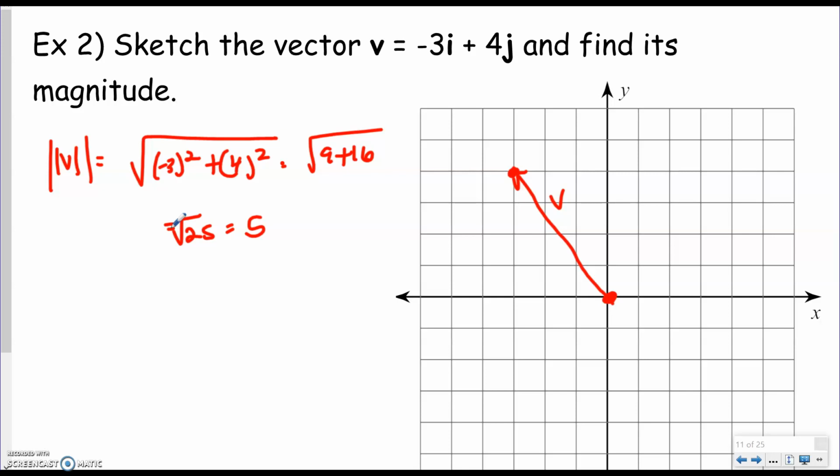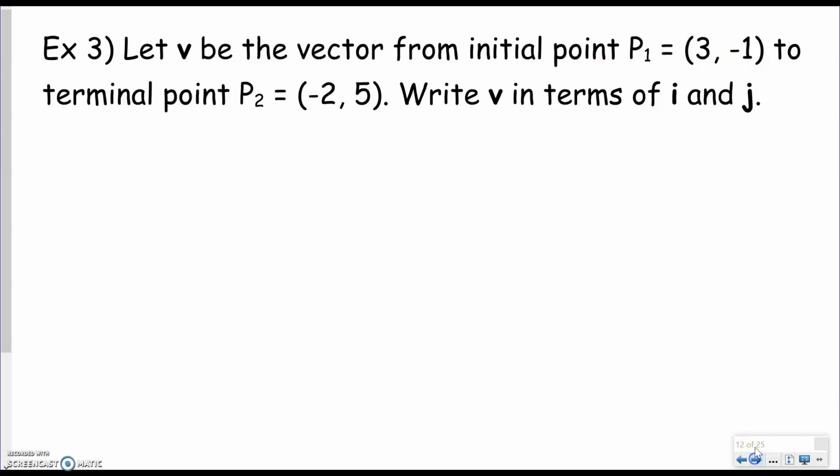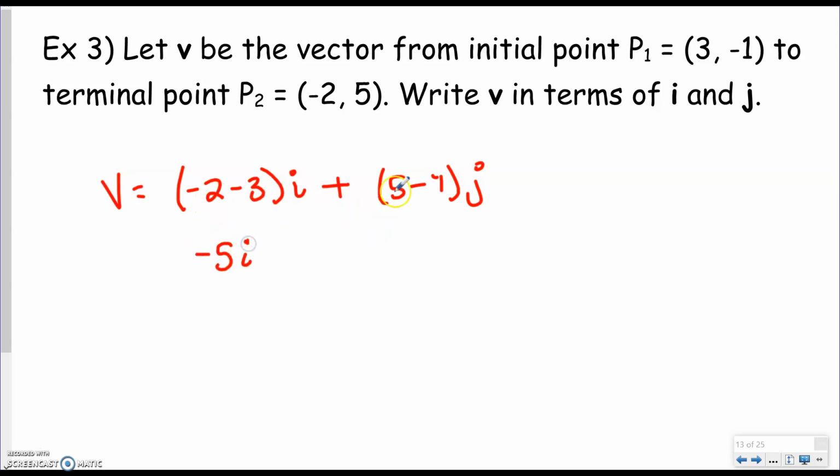And we can kind of figure this out as we go. If your initial point is not at (0, 0), you could essentially subtract to find your rectangular coordinates. So x2 minus x1 times i and y2 minus y1 times j. So if we're starting at (3, -1) instead of (0, 0), to find that vector, we're going to do x2 minus x1 times i plus y2 minus y1 times j. Simplify it. So negative 2 minus 3 is negative 5, so I have negative 5i. 5 minus negative 1 is 6, so we have 6j.